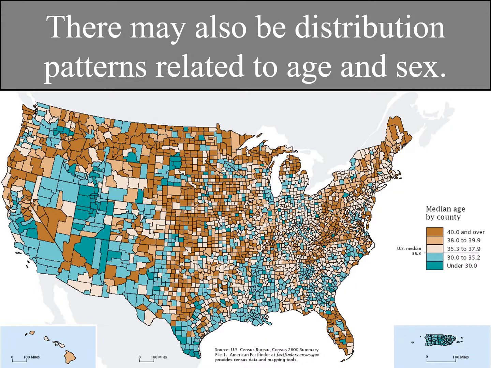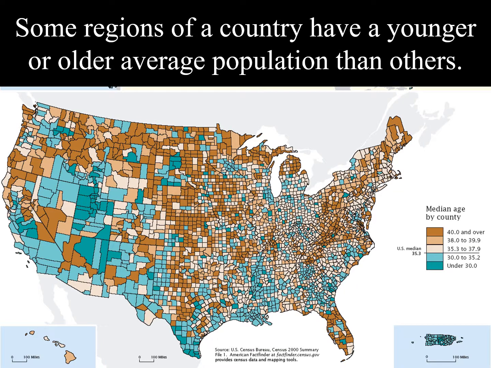Age and sex. There may also be distribution patterns related to age and sex. Some regions of a country have a younger or older average population than others. Take a look at Florida. You will see that compared to the rest of the South, Florida has a very high median age. That's because a lot of older people retire to Florida.